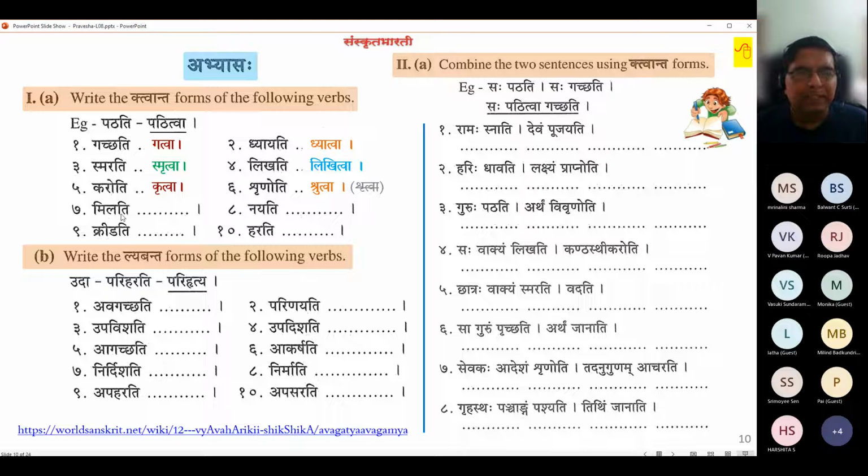So, milati, militva. No, militva only. Male comes for niche. That means when you transfer it, melaitva, like that. Make someone else meet another. Nayati, neetva. Well done. Neetva, not netva. So that's why we should build our scratch sheet with all these forms.